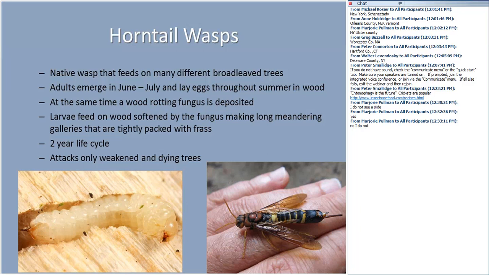They lay their eggs by actually pushing their ovipositor into the wood, and usually the wood is already beginning to degrade. They introduce a fungus that they then feed on in the wood as larvae, and the long meandering galleries underneath the wood are tightly packed with frass. So it's easy to identify when you cut down a tree and you're going through your firewood. You'll find pockets of these insects in there, and it has a 2-year life cycle. So it's in the tree for a while, boring around.